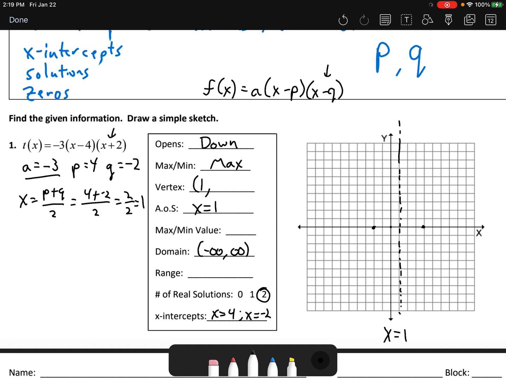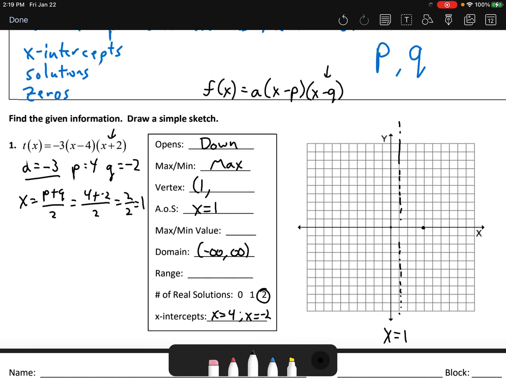But I want to show you another thing. Notice that the distance from those points halfway is if we count 3 over to the left and 3 over to the right. Do you see that that is x equal 1? So you can do this visually, and that's the way I do it. I just count. I don't use this formula very often, so it's totally up to you. If you want to use p plus q divided by 2, go for it.